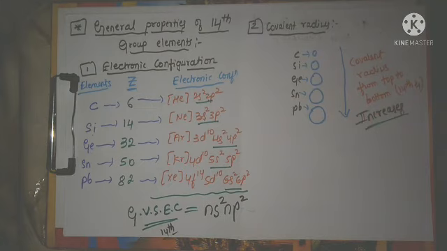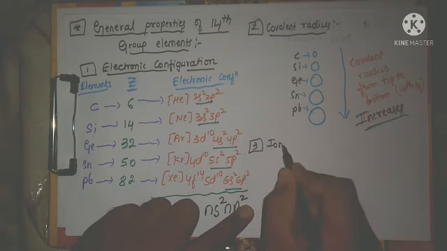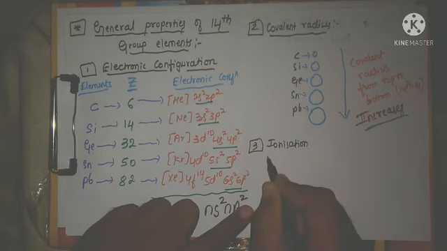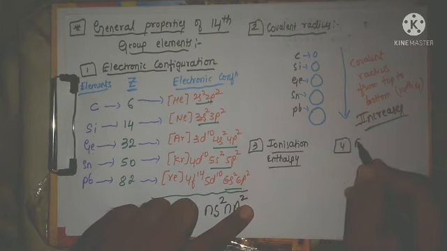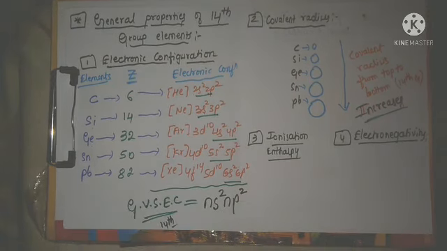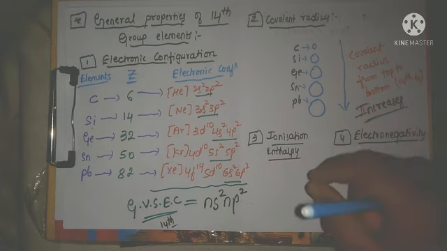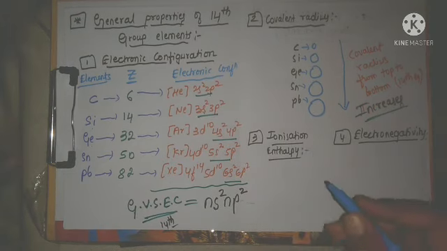Next we will go for the ionization enthalpy and the electronegativity. At the same time we will discuss here the third one, ionization enthalpy, and the fourth one, electronegativity. What is meant by ionization enthalpy? The amount of energy required to remove the last electron from the outermost shell of an isolated gaseous atom. That is called ionization enthalpy. Ionization enthalpy is inversely proportional to the size, right?